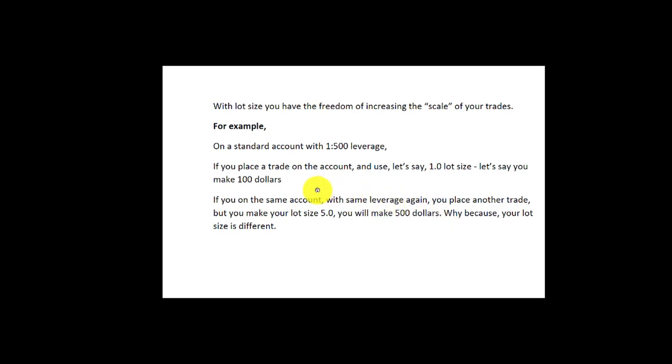Okay, so on a standard account with a leverage of 1:500, if you place a trade and you use 1.0 lot size and you make $100, and on the same account with the same leverage you place another trade but you use 5.0 lot size, you will make $500. Why is it so? It is because your lot size is different. So the bigger your lot size, the bigger the profit, and the lower the lot size, the smaller the profit and the smaller the losses.